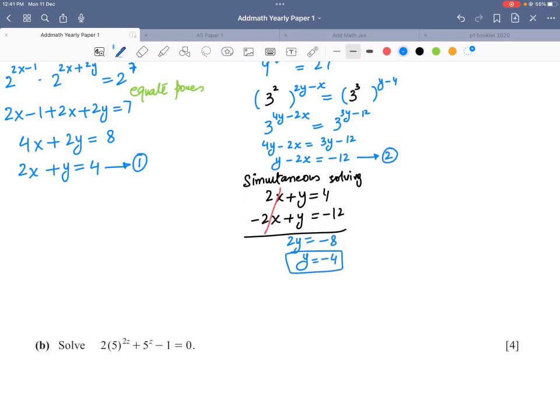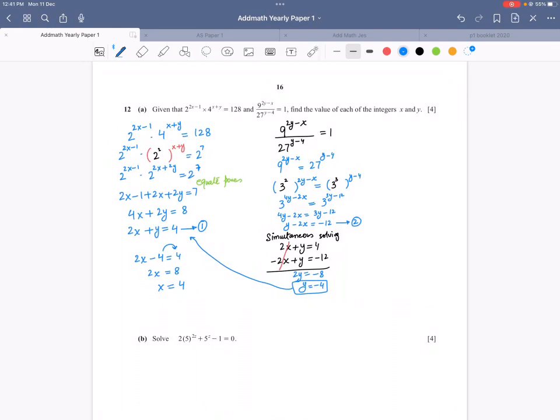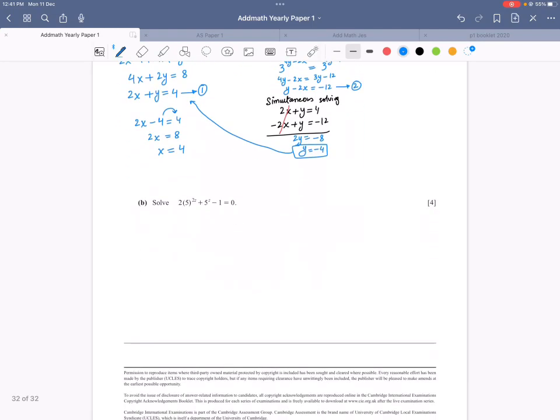Alright. Once you have the value of y, you can place it in any equation. I'm going to place this one. So 2x plus y, it's basically minus 4 equals 4. Minus 4 on the right side, it will be plus 4. 8 equals 2x, and x is equal to 4. So you got the coordinates, integer values for x and y. It's 4 and minus 4. That is your answer. Next one.